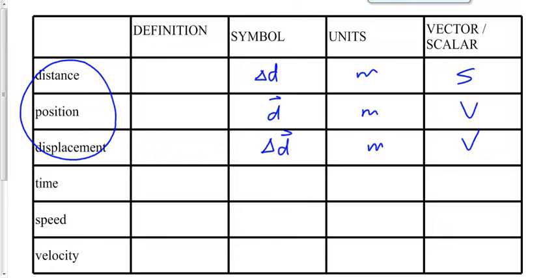There were two ways that we learned yesterday that we might find displacement. You guys remember what those two ways were? What if we had two positions? Right, we can get displacement from positions, or we can get displacement from displacements.